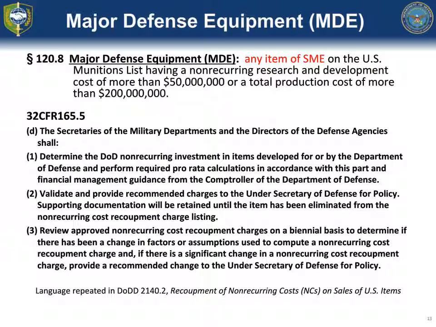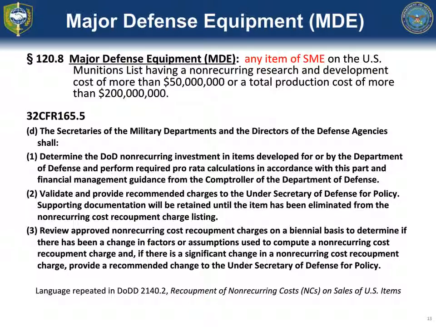Any item of SME, so first of all it has to be SME, on the USML having a non-recurring research and development cost of more than $50 million or a total production cost of more than $200 million. Well, how am I supposed to know that as I'm putting together my CN?